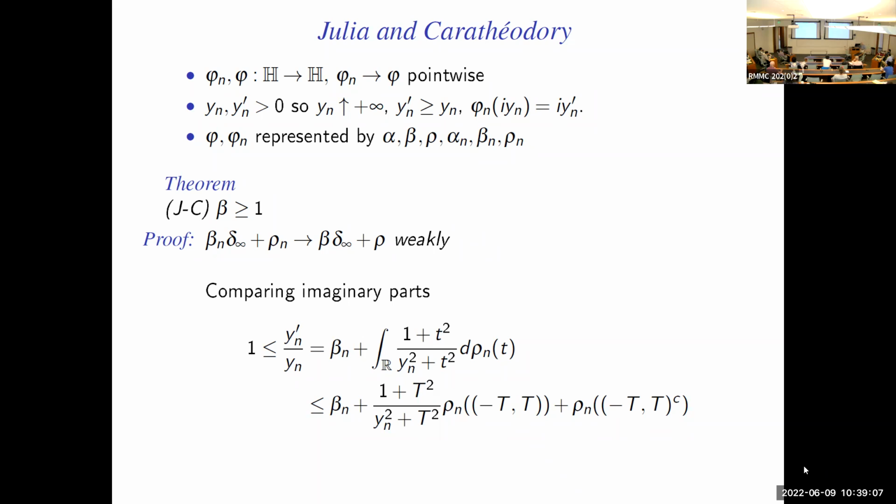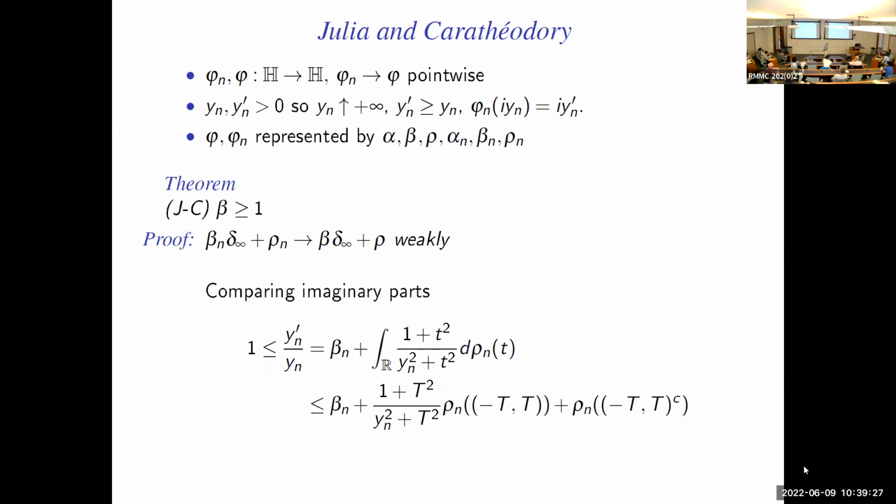maybe I should get closer to the screen here. Yeah, you majorize in this particular fashion. You look at the mass of rho n in a certain interval from minus t to t, and the mass outside the interval minus t to t, where we majorize the integrand simply by 1.